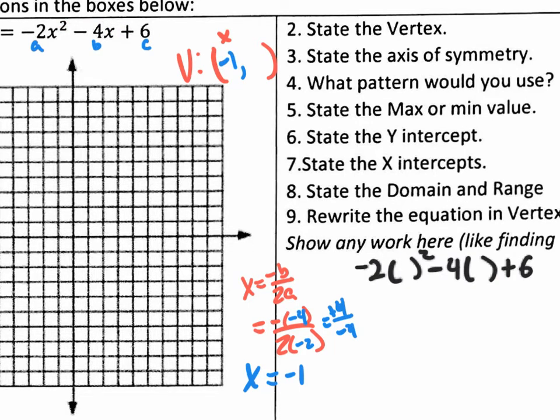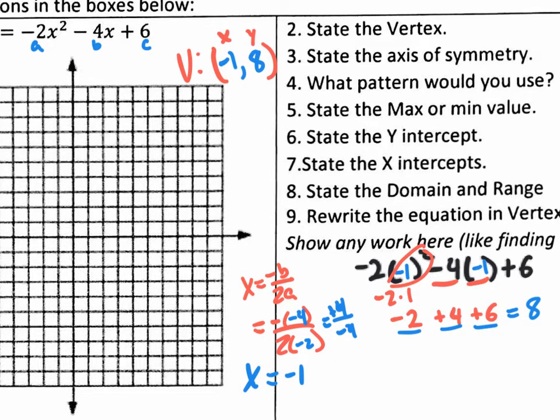There it is. Let's plug in that x value of negative 1 into those parentheses. Let's do the math. Negative 1 squared, that's positive 1. Negative 2 times positive 1, that's negative 2. Negative 4 times negative 1, that's positive 4. Bring down the plus 6. Then just from left to right, combine negative 2 plus 4, that's 2. And 2 plus 6 is 8. So the vertex y value is 8. Again, the y value is 8.